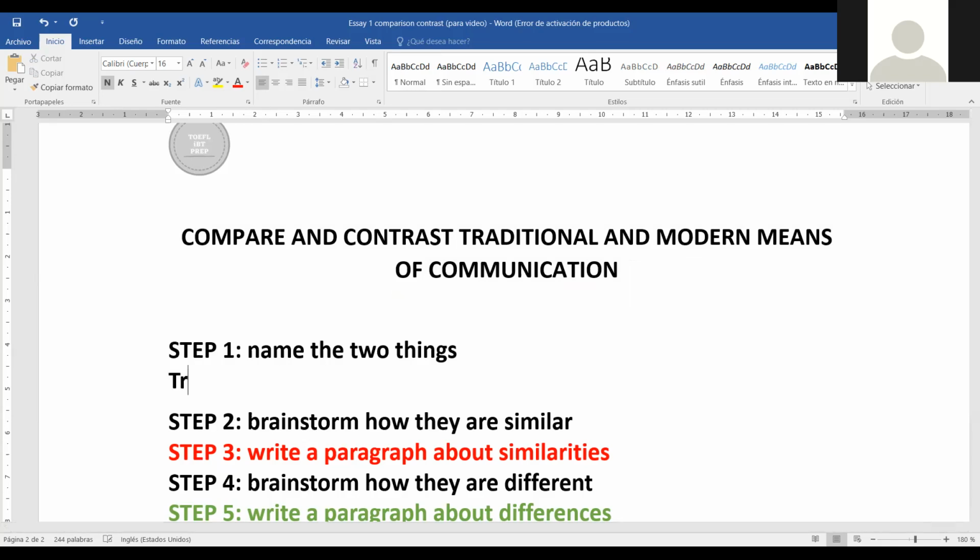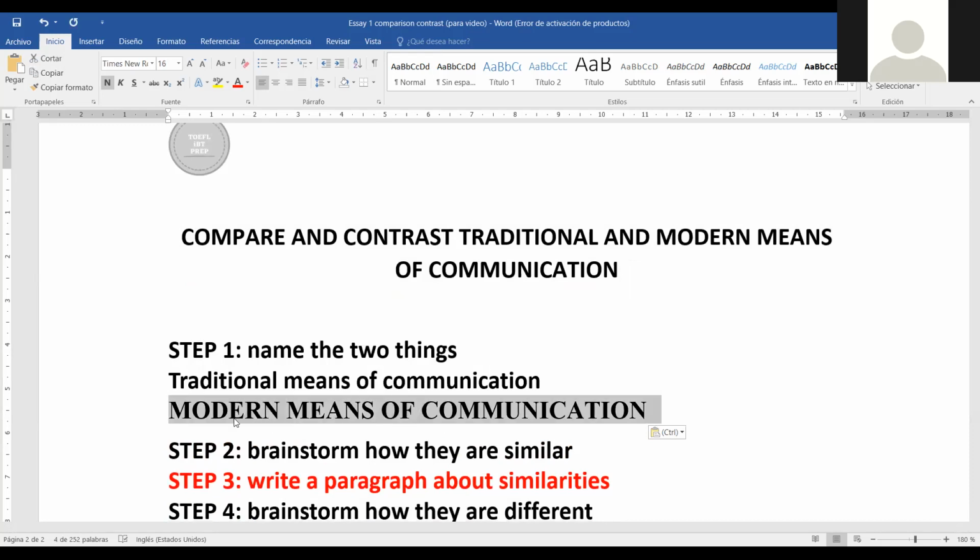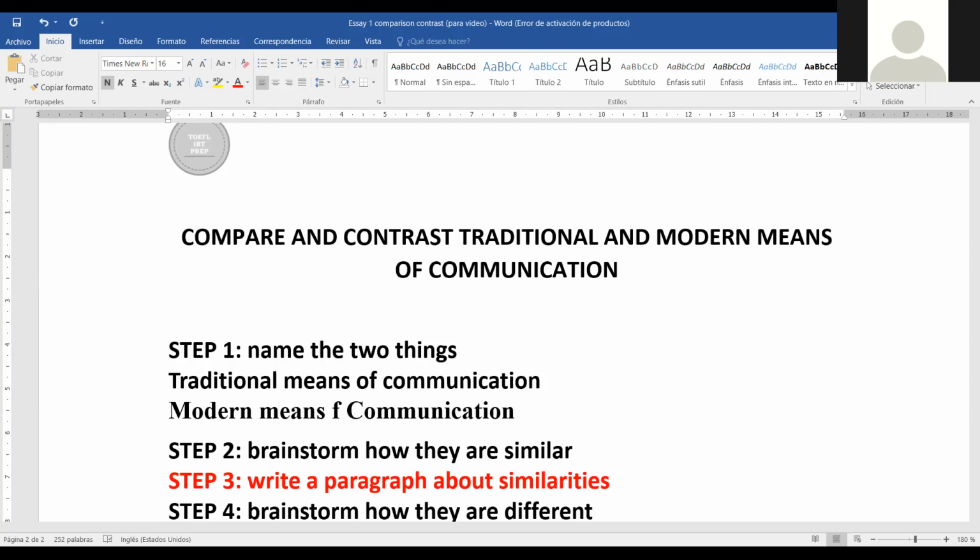So the first one is traditional means of communication. And the second is modern means of communication. Okay, we're gonna go step by step, little by little. Do not get so desperate. So you have everything clear. So we have the two topics we have already identified.